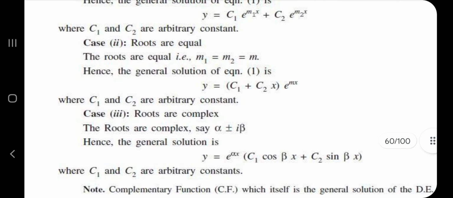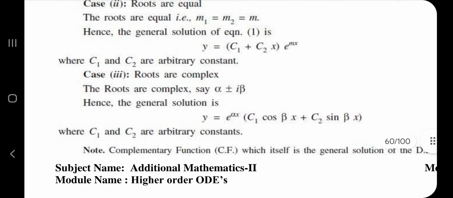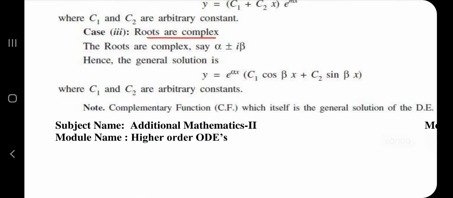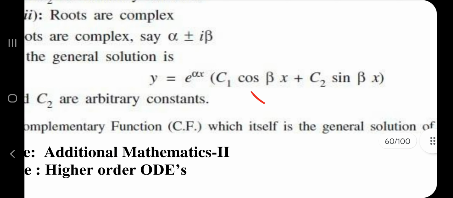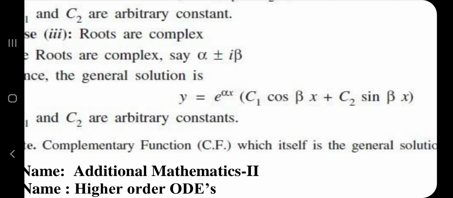Case 2 is where the roots are equal. At that time you have to write (c1 plus c2x) into e power mx, where m1 is equal to m2 is equal to m. If the roots are complex, like root of minus 3, suppose you got alpha plus or minus i beta, then you will write e power alpha x (c1 cos beta x plus c2 sin beta x). So this is how you'll be representing it.